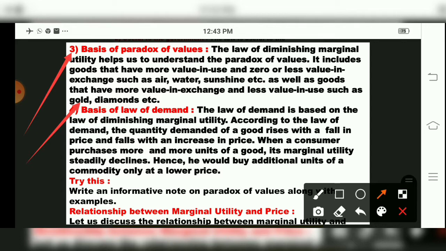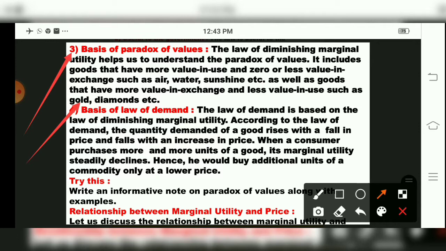So they have told that when a consumer purchases more and more units of goods, children, its marginal utility steadily declines, and hence he would buy additional units of a commodity only at a lower price.